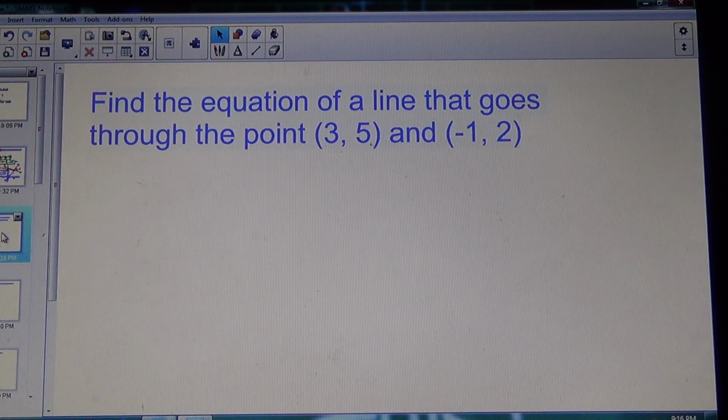Find the equation of a line that goes through those 2 points. Whenever I'm looking for the equation of a line, I know a line always has slope. When in doubt, slope it out. So, I'm going to find the slope first.